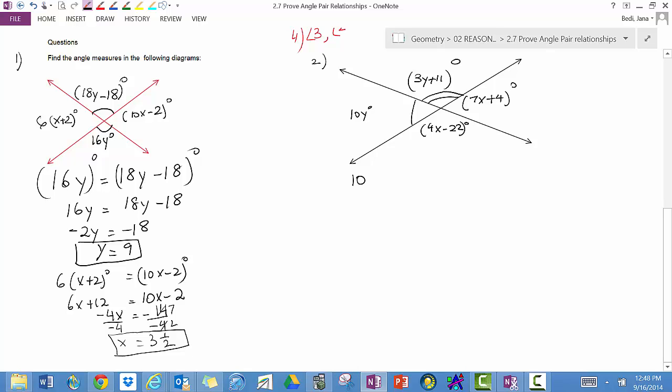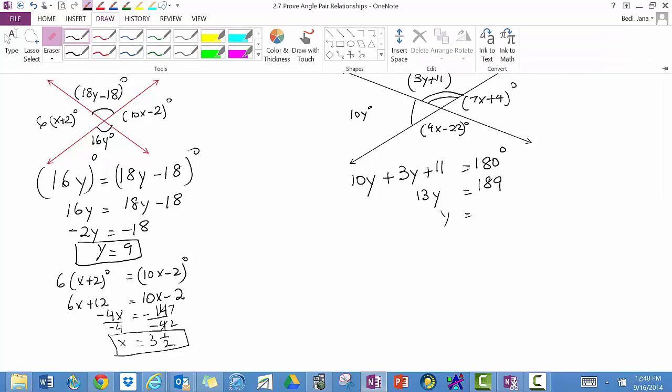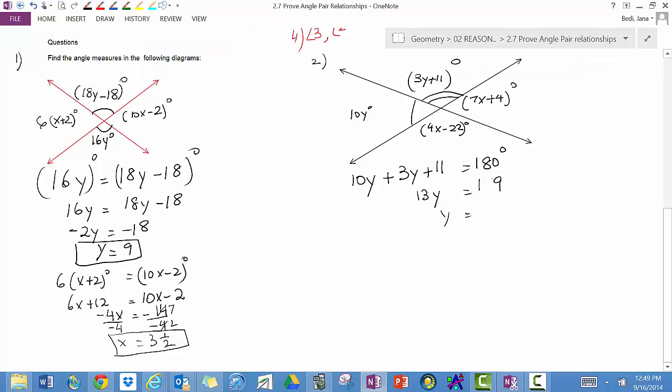So this time, instead of using vertical angles, I'm using the linear pair postulate, which says these two angles are supplementary, they add to 180, and that gives me 13y equals 189. Ooh, I need to fix that. That should be 169. So y is equal to 13.